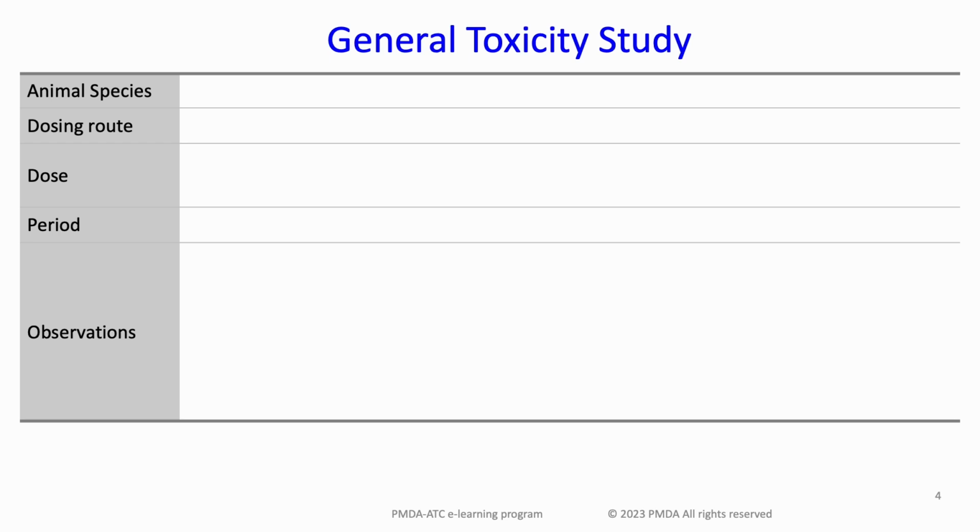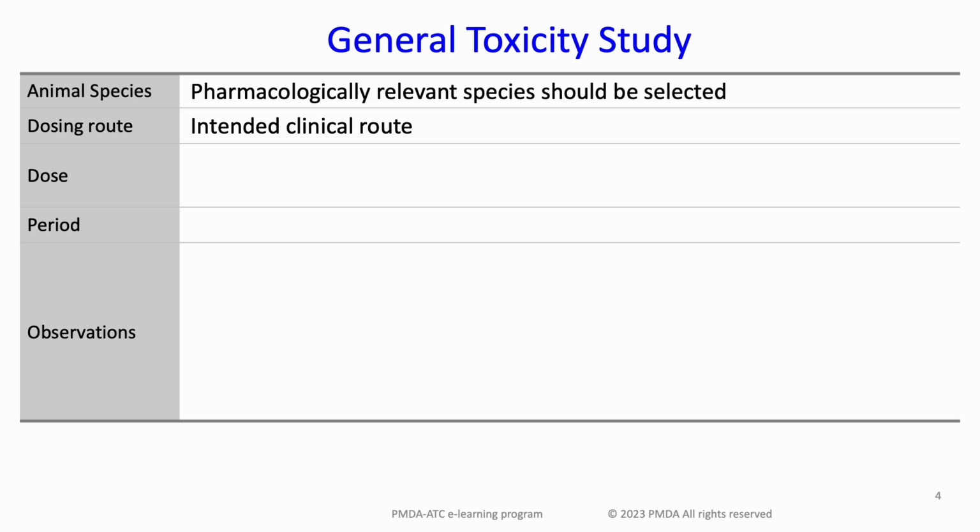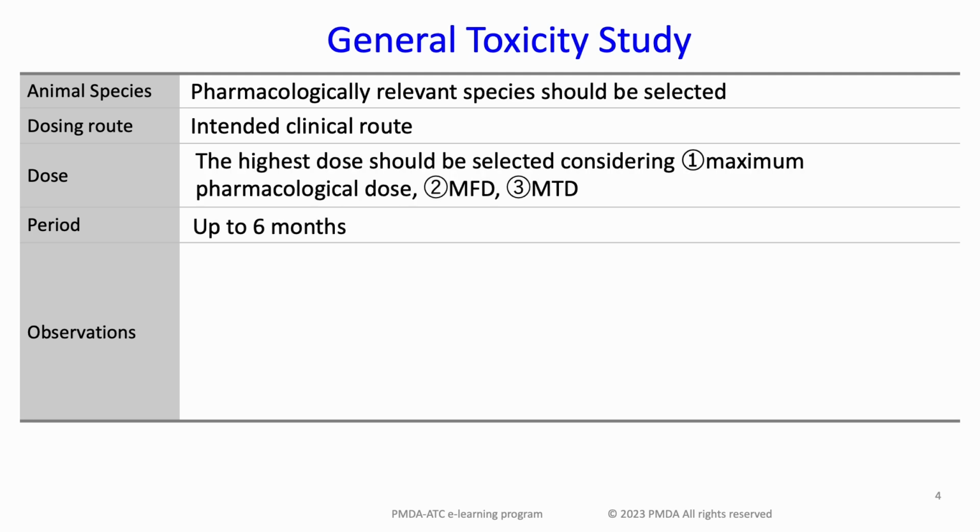General toxicity study design. It is important to use pharmacologically relevant animals and the same route of administration as in the clinical trials. Selection of high dose for hazard evaluation and determination of a sufficient observation period for toxicological evaluation are also important.